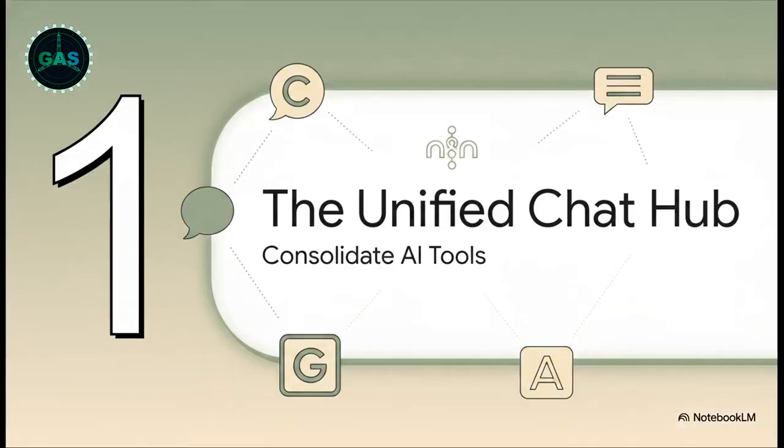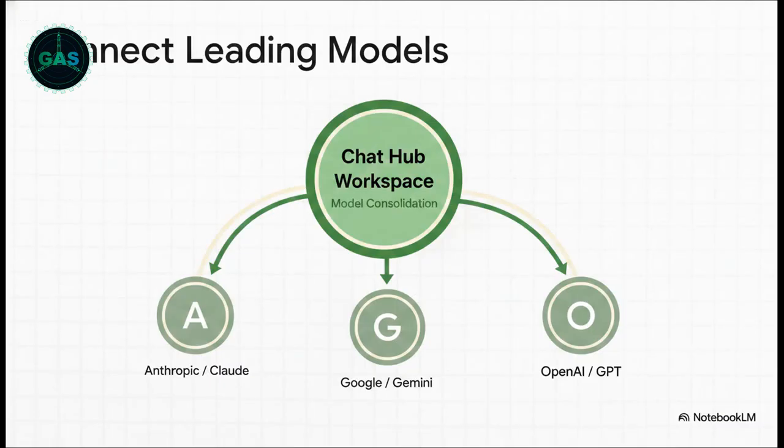Let's jump in. Section 1. The Unified Chat Hub, consolidating your AI tools. For the longest time, using different AI models meant constantly bouncing between all these disjointed platforms, right? You'd have a tab open for Claude, another tab for ChatGPT. Well, the Chat Hub completely eliminates that friction. You can connect to leading models all in one single place. You just plug in your Anthropic API key for Claude or hook up OpenAI or Gemini. It brings that top-tier conversational AI directly into the environment where your workflows actually live.